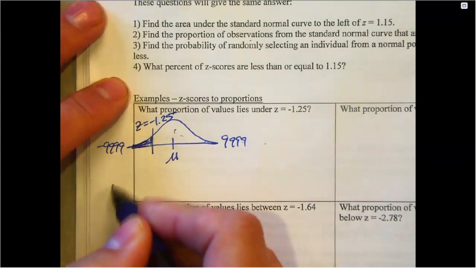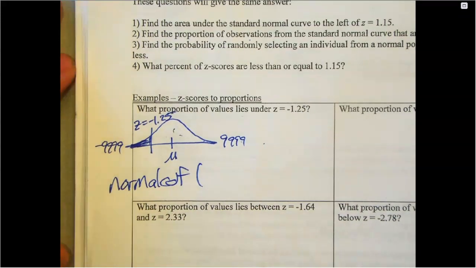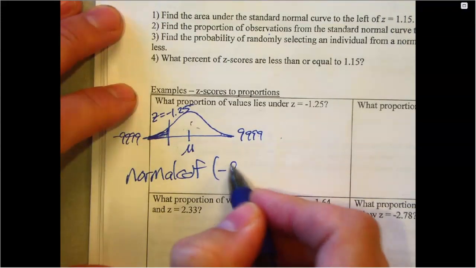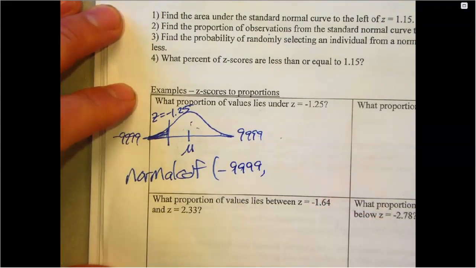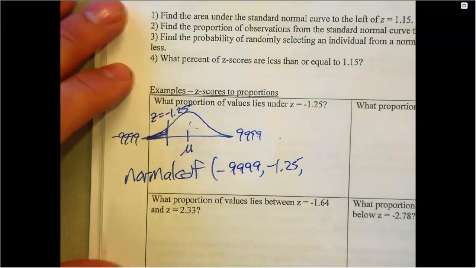So what you're going to type into the calculator, I'll show you in a second, just write it down for now. Normal CDF, that's the normal word, and then CDF means cumulative distribution function. You will never have to say or hear that again if you don't want to. It's not a thing that matters. I'm just telling you. People are like, what's CDF? And then I'm going to put negative 999, comma negative 1.25.